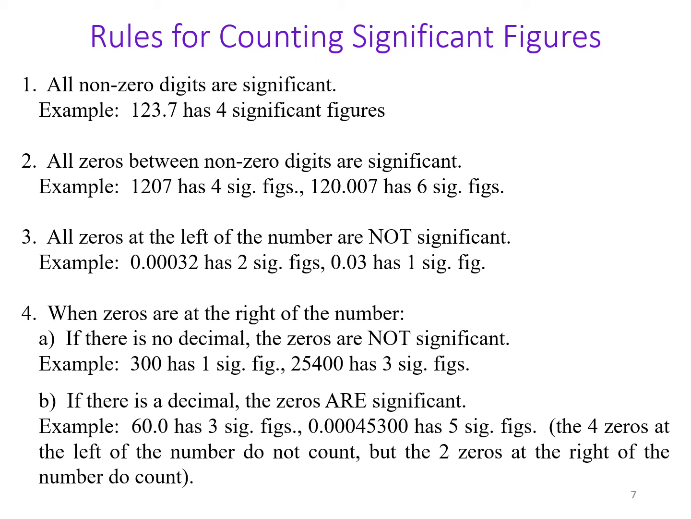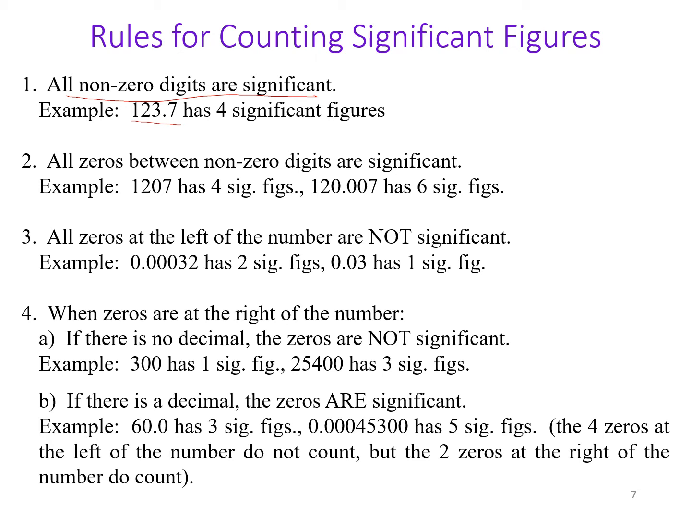For instance, the first rule tells you that all non-zero digits are significant. Very simple. If it's a non-zero digit, it is significant. For instance, if I have this number right here, 123.7, how many sig figs does this have? You basically just count all the digits that are significant, and that would give you the number of sig figs.